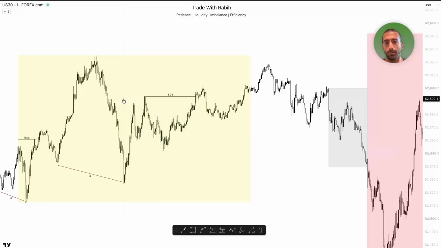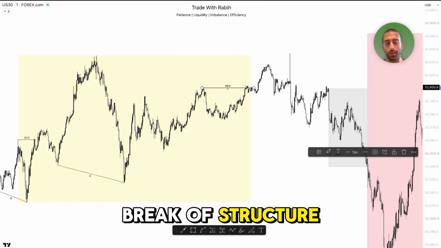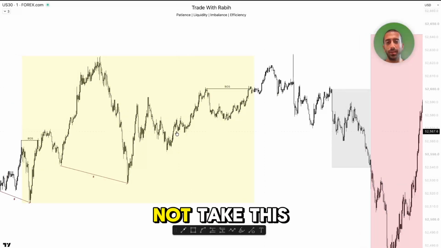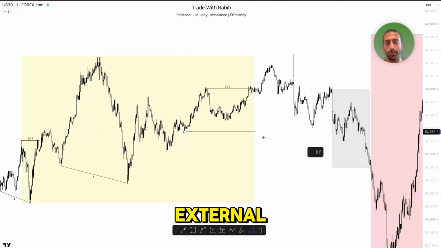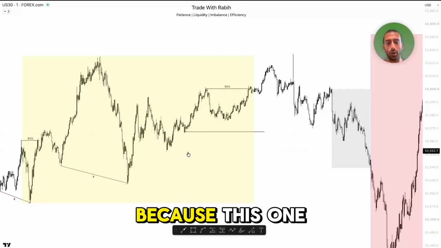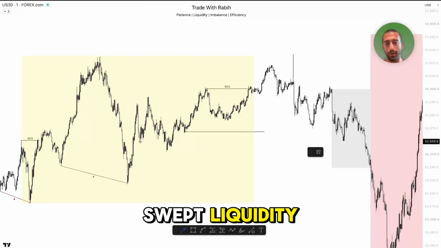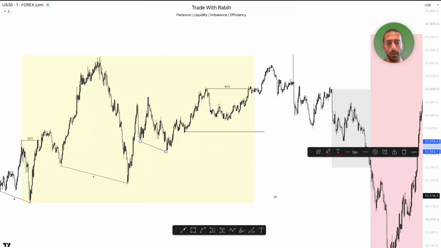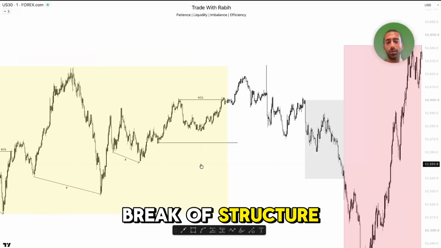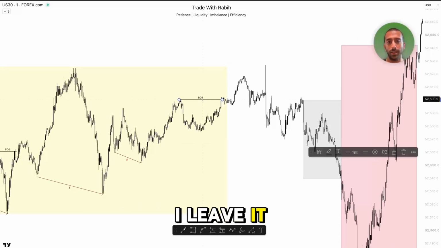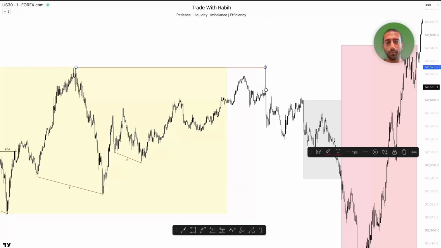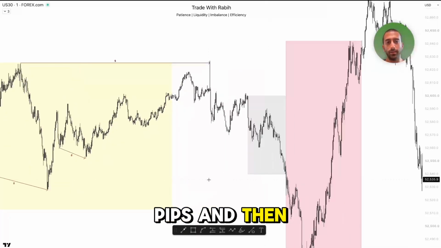Now, is this a break of structure? No. Why? Because it did not take this external. If it took this low, sorry, if it took just this low, because this one is protected, here we already swept liquidity. So if it takes at least this low, then it will be a valid break of structure. Otherwise, I don't mark it. I leave it.